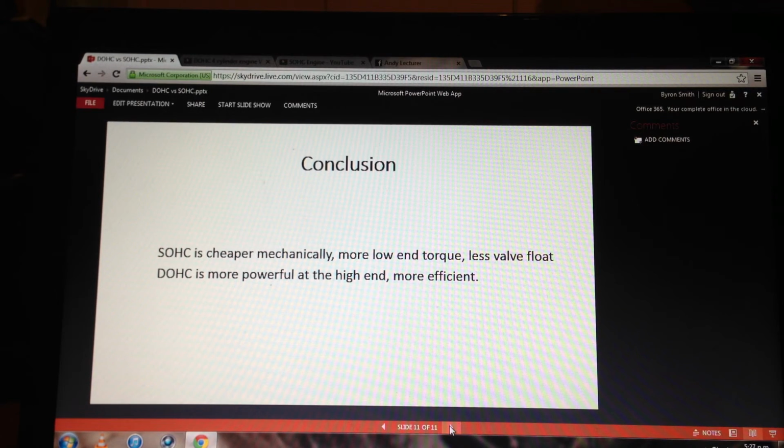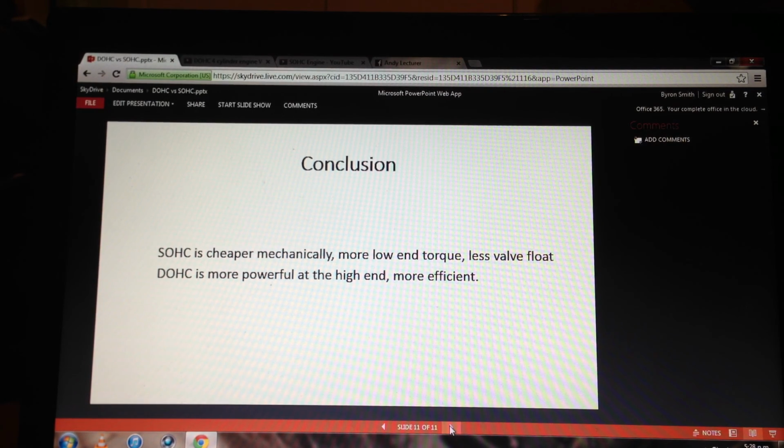To conclude, depending on what you are looking for in your car, depends on what is better for you. If you are looking for a cheaper engine and not looking for power, then an SOHC engine is more mechanically cheaper and has less moving parts than a DOHC. It also has less valve float, it is cheaper to service and to produce, and has more low-end power. It is also lighter. A DOHC engine, on the other hand, is more powerful, has more efficient burning, and has higher RPM at the high end as well.